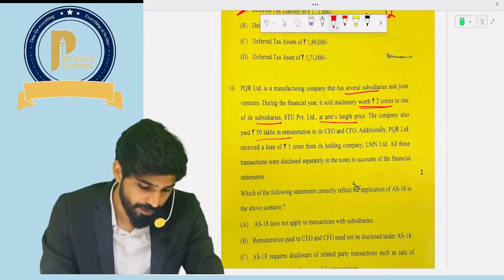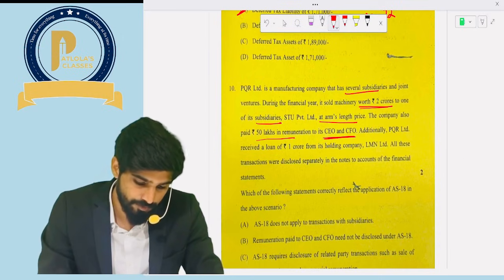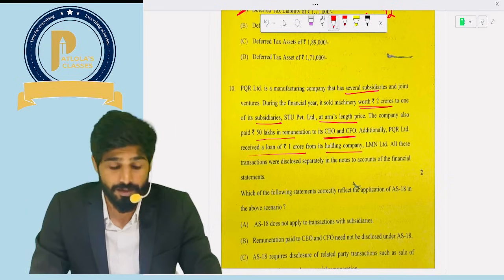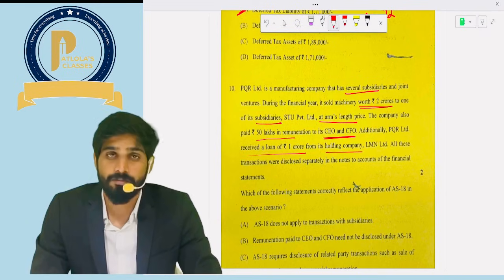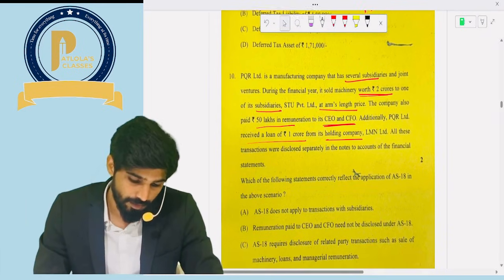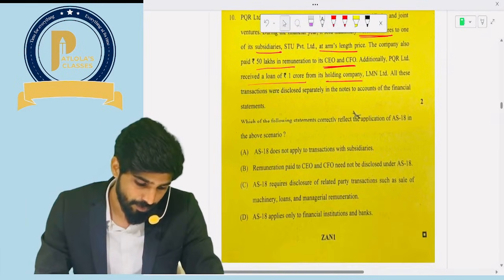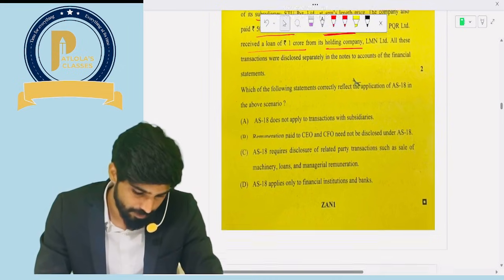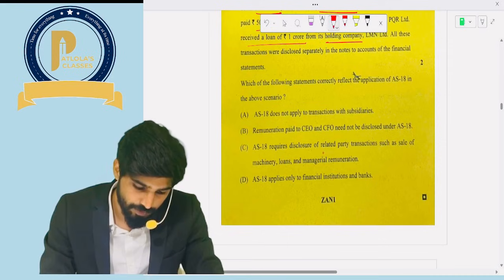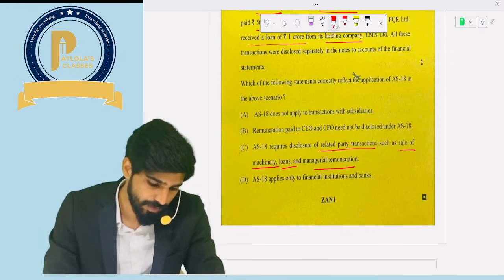The company also paid remuneration to its CEO and CFO. Additionally, they received a loan of 1 crore from holding company. So there are a couple of transactions like selling the machinery, paying remuneration and receiving the loan. So what are they asking? Which of the following statements correctly reflect the application of AS 18? Very simple. AS 18 requires disclosure of related party transactions such as sale of machine, loans and managerial remuneration.